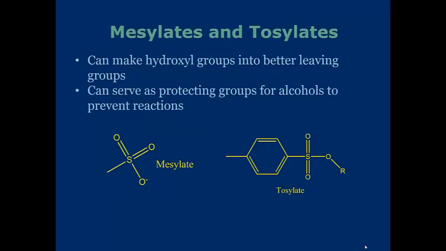Mesylates and tosylates. These can make hydroxyl groups into better leaving groups, and they serve as protecting groups for alcohols to prevent reactions. What you will do is you'll put the alcohol into a solution, create a mesylate or a tosylate from it to protect the group or to make it a better leaving group. So what's going to happen is if you want to put this through a more complicated reaction, you will protect the alcohol and then just remove the protecting group later on.